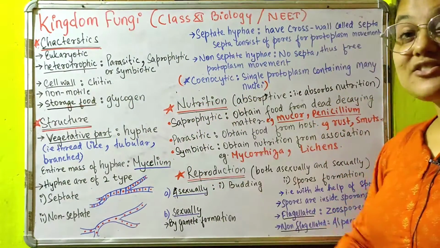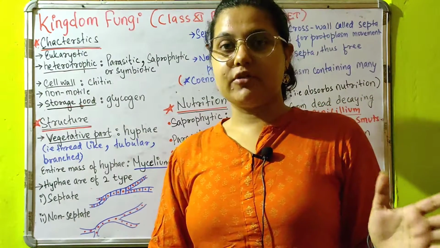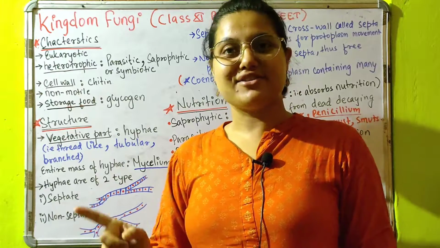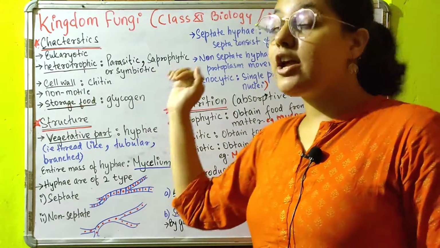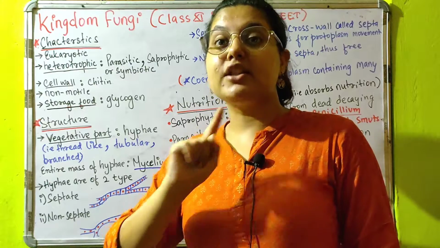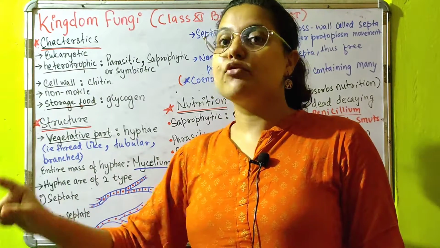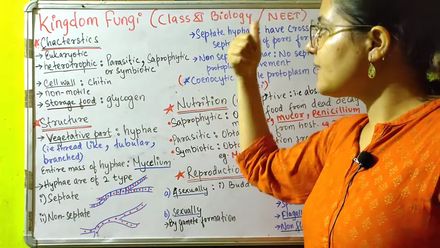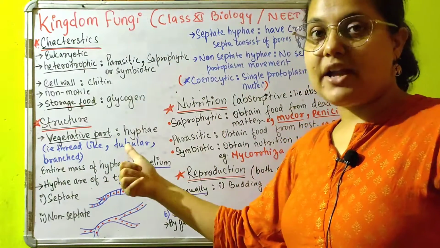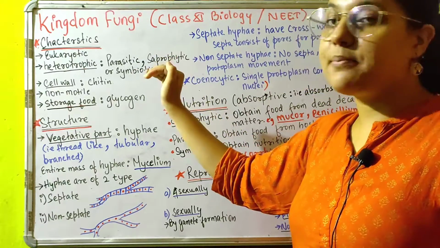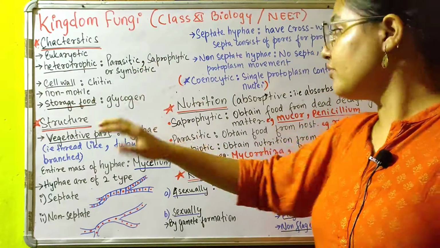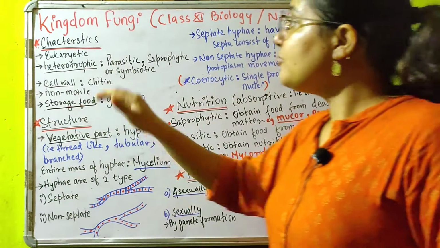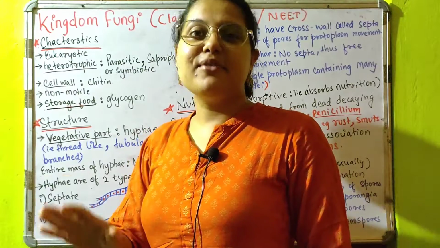Now coming to the characteristics of the fungi, they are eukaryotic. That means they have a well-defined nucleus and membrane-bound cell organelles. Next, they are heterotrophic. That means they do not make their own food. They take food from other sources, and they can be parasitic, saprophytic, or symbiotic. We will be studying each type of the heterotrophic mode of nutrition when we talk about the nutrition part.